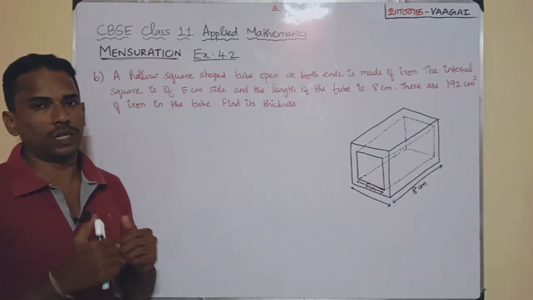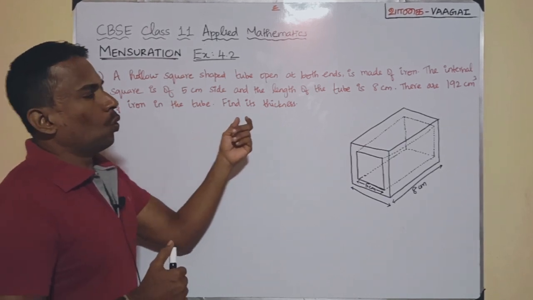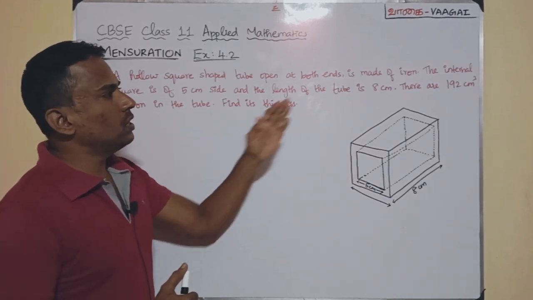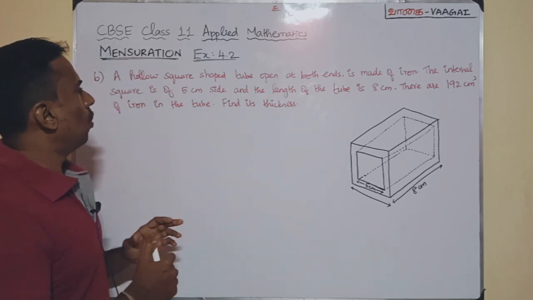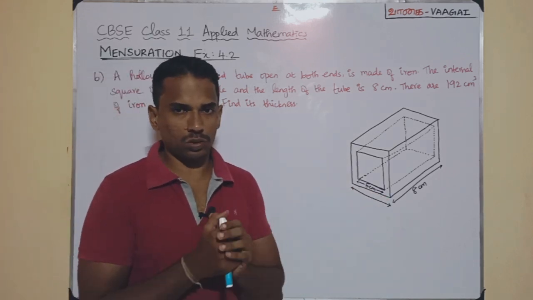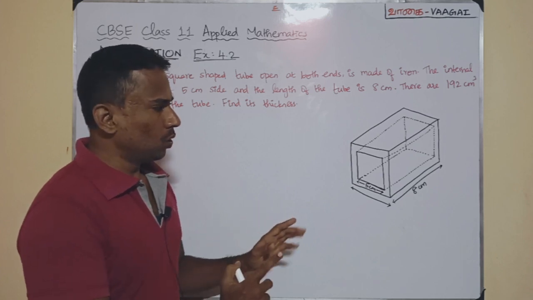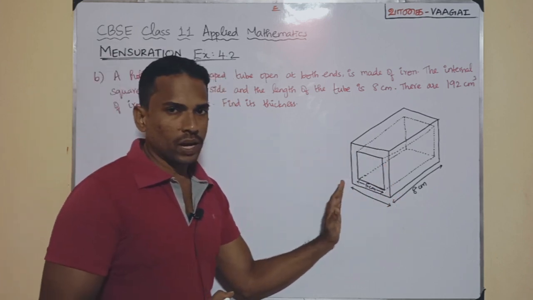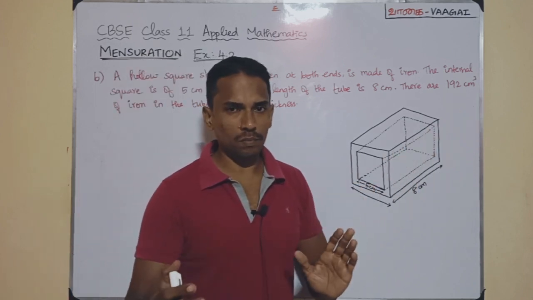Moving to question number 6 now. A hollow square shaped tube open at both ends is made of iron. So there is a hollow square shaped tube. Now you can see the figure, this is how it looks, right? That is, you have a tube whose cross section will be looking in the shape of a square, and its length is going to be some length.